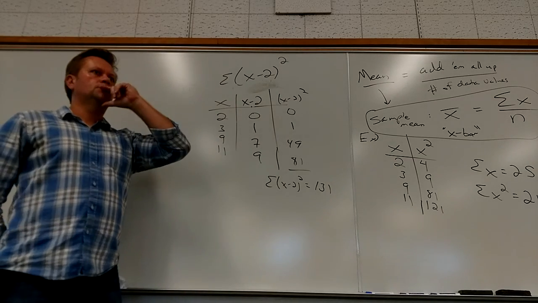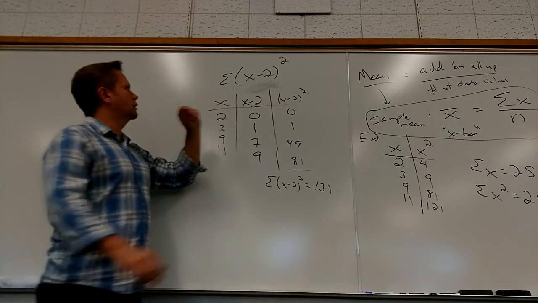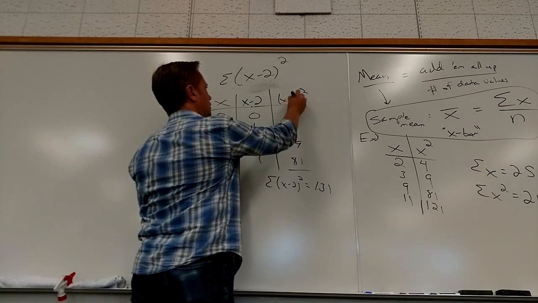Yes? X minus 3 squared. How'd you get that? X minus 2 squared? How'd I get what?